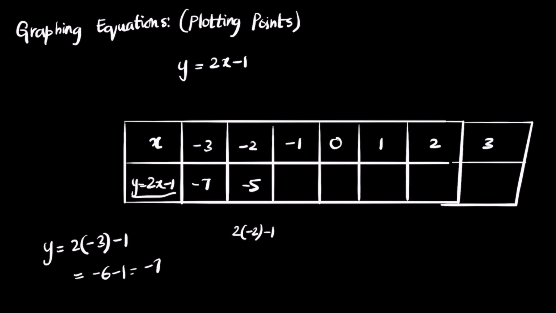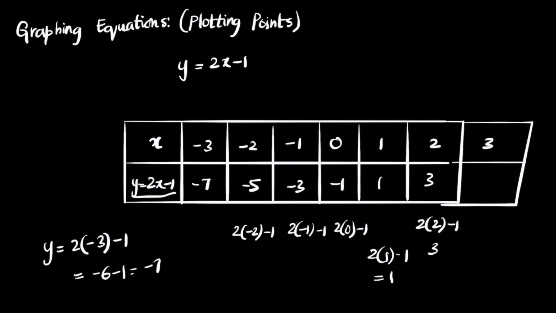Next, 2 into minus 1 minus 1. So that is minus 2 minus 1. That's minus 3. Next, you have 2 into 0 minus 1. That is minus 1. Next, 2 into 1 minus 1. That is 1. You have 2 into 2 minus 1. That is 3. Next, 2 into 3 minus 1. That is 5.